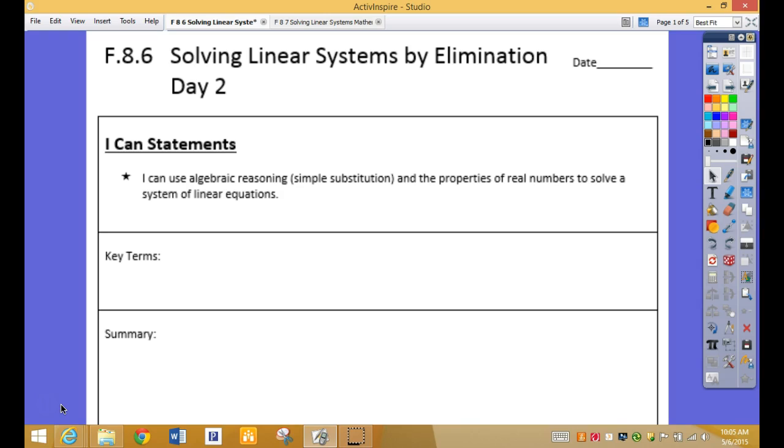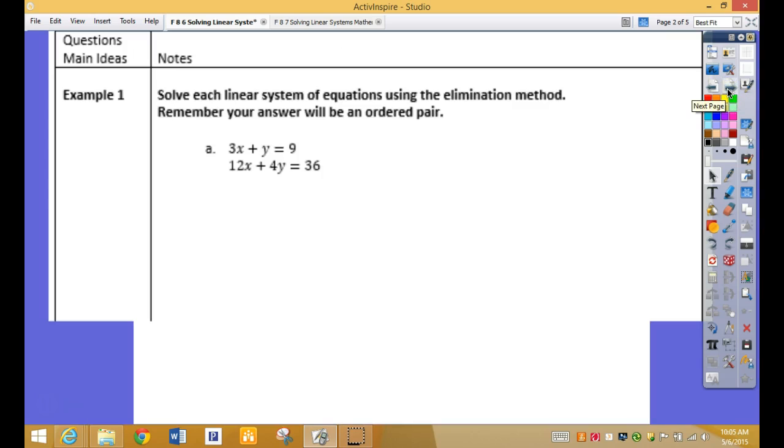Exactly. So I can use algebraic reasoning, simple substitution, and the properties of real numbers to solve a system of linear equations. I'm going to write this bigger, the first one that we go over together.